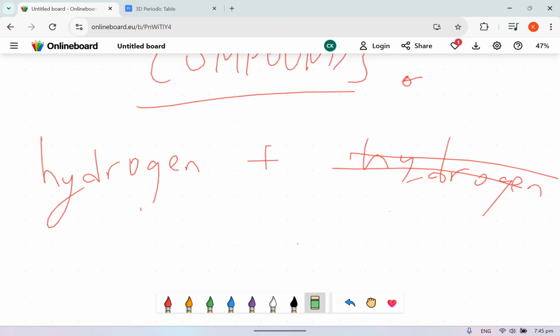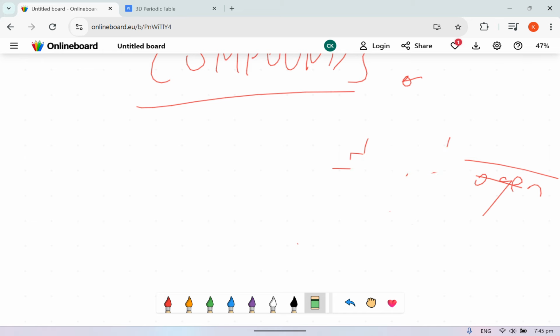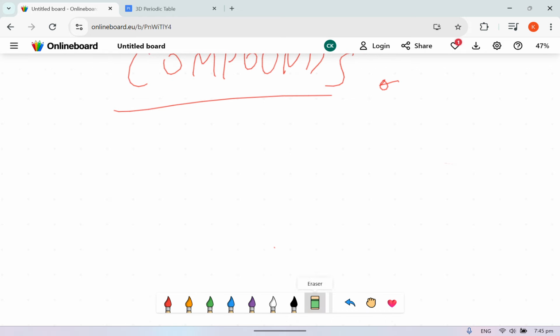Now, all compounds are actually molecules. Now let me explain why. Why are all compounds molecules? Now, what is the definition of molecule? Two or more atoms chemically combined.